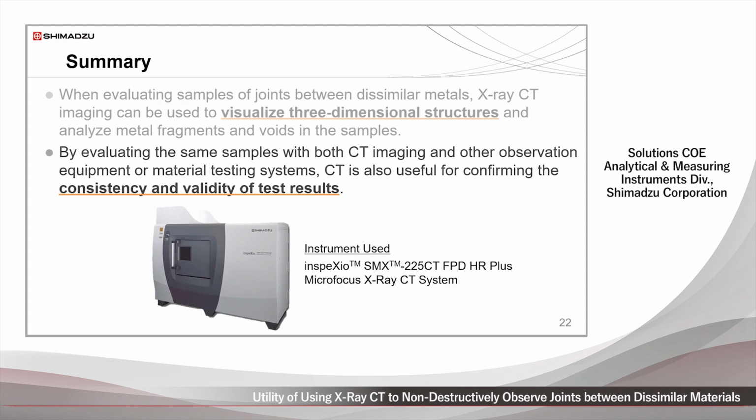Furthermore, X-ray CT imaging can be used in combination with an EPMA system to observe detailed structures or determine constituent elements, with material testing machines to evaluate mechanical properties, or with other instruments to visualize internal structures without destroying samples. That means CT imaging can be used to evaluate the same samples as tested by other equipment. Testing samples with multiple instruments can also be useful for confirming the consistency and validity of respective test results.